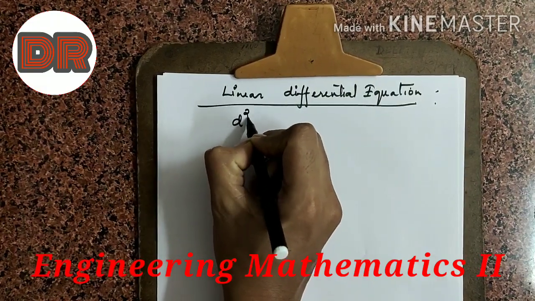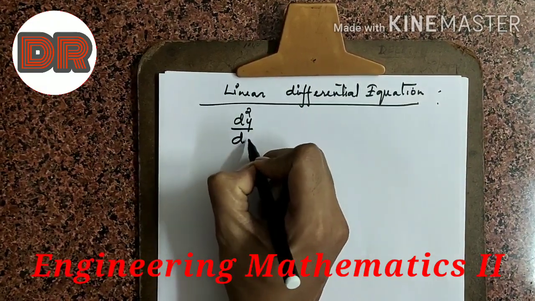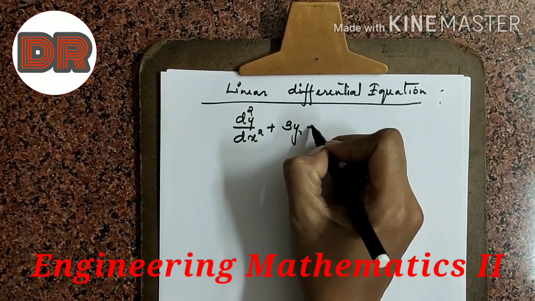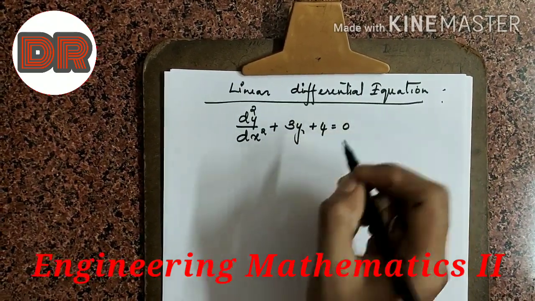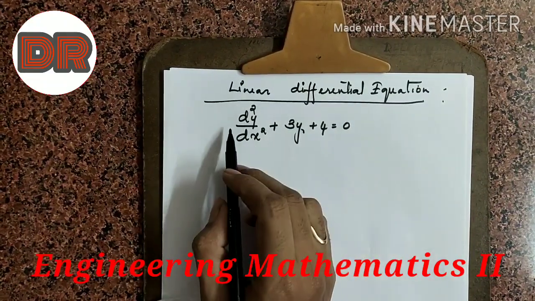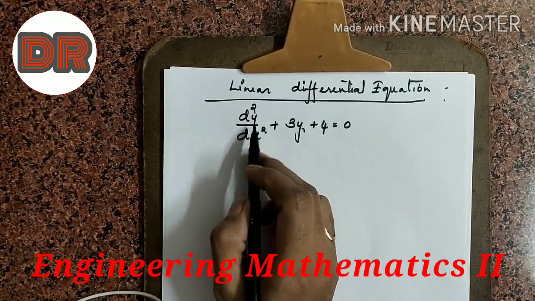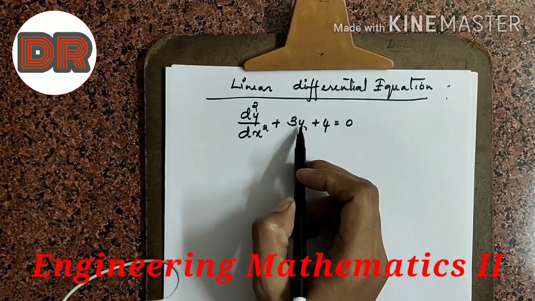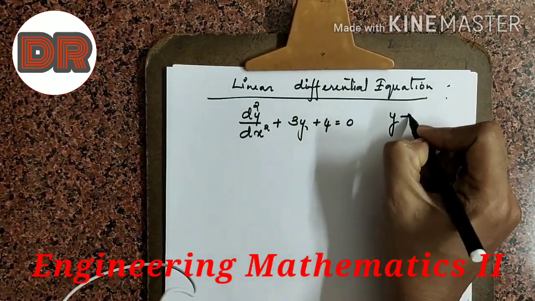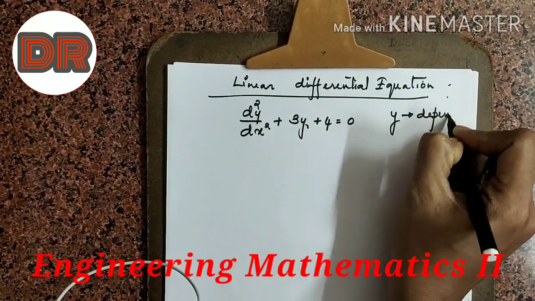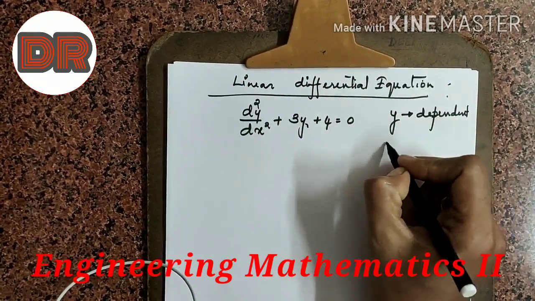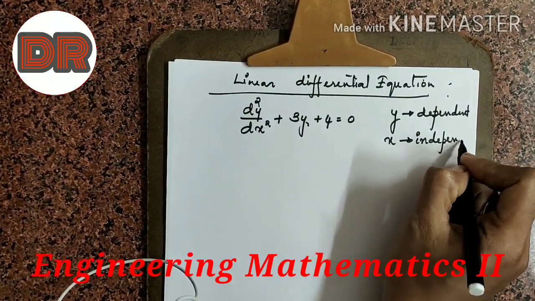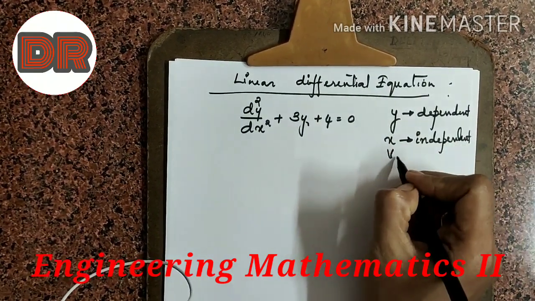d square y by dx square plus 3y plus 4 is equal to 0. This is a differential equation. Why is this a differential equation? Because we have differential terms. And what is the dependent variable here? y is the dependent variable and x is the independent variable.